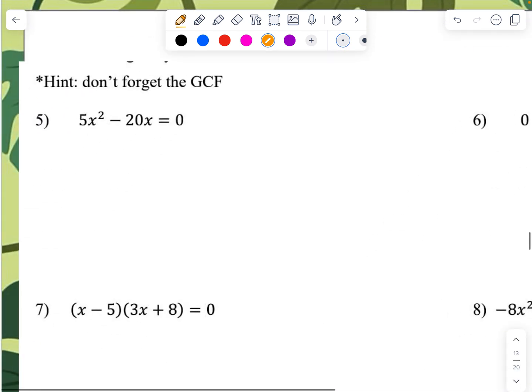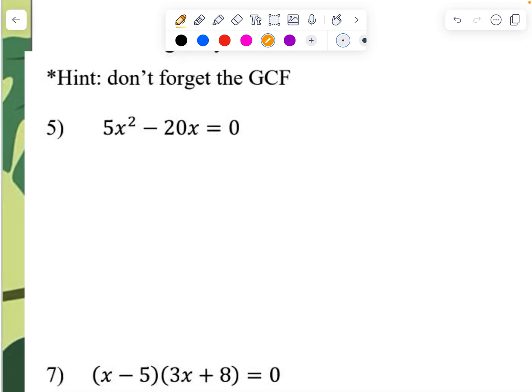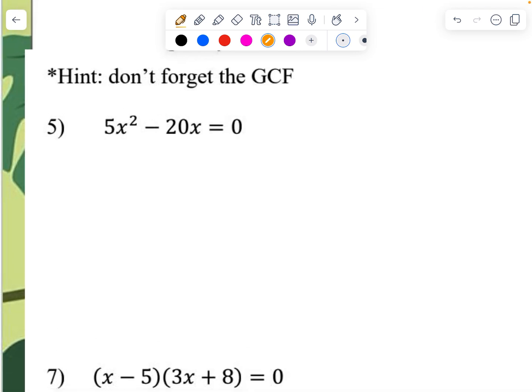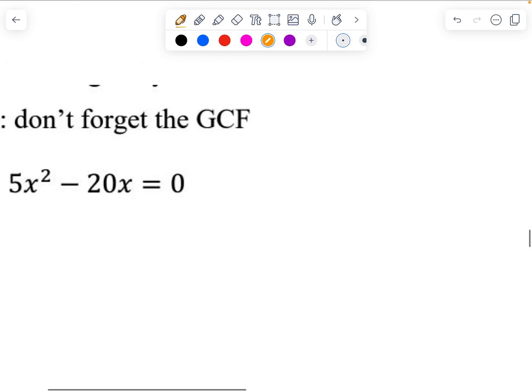All right, number 5. Always look for a GCF beforehand. I'm looking at 5x squared minus 20x equals 0. Luckily, it reminded me to look for GCF, or I might have missed it, so don't miss it.